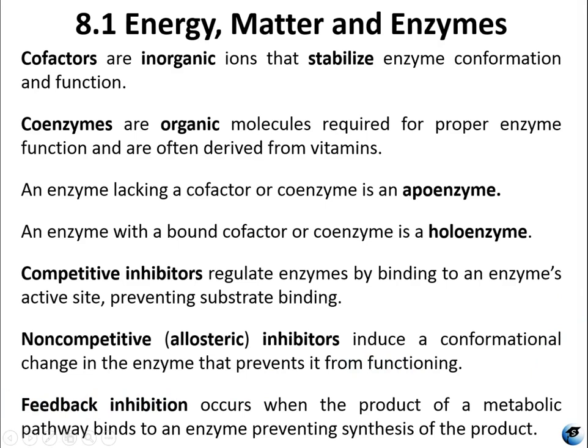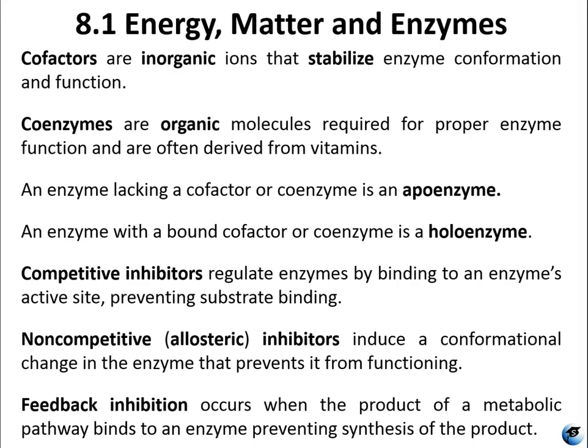Competitive inhibitors bind to an enzyme's active site, and they get in the way. They prevent substrates from binding because the active site isn't available for the substrate to bind to. Non-competitive inhibitors are also known as allosteric inhibitors. They induce a conformational change in the enzyme that prevents it from functioning. A conformational change means that its structure changes, its shape changes. Always remember that when you're talking about enzymes and proteins, because enzymes are made from proteins, structure equals function. So if you've got something that's making an enzyme change its structure, then that enzyme won't be able to function.